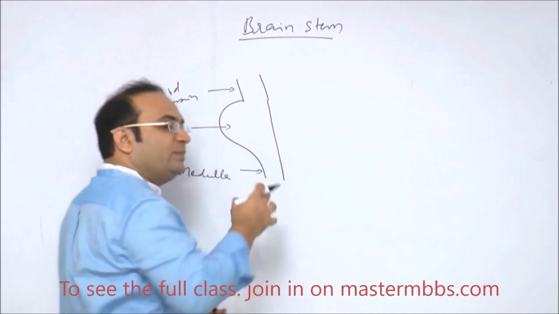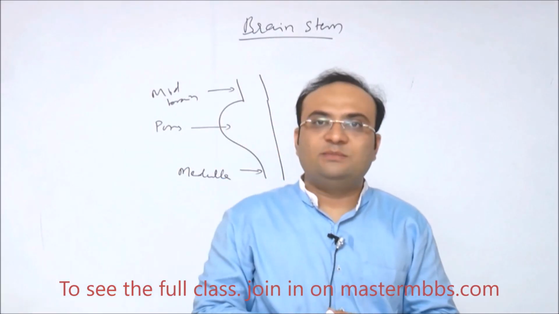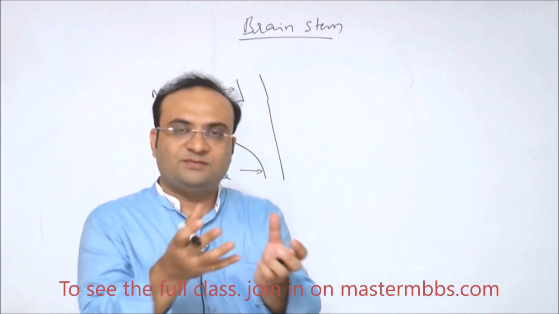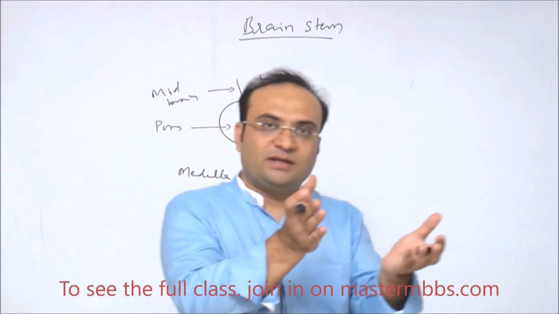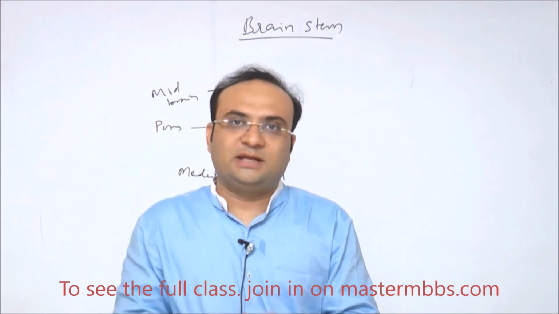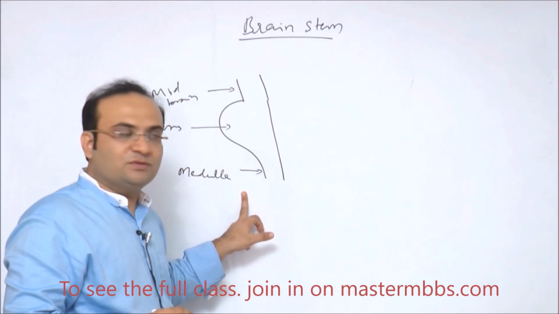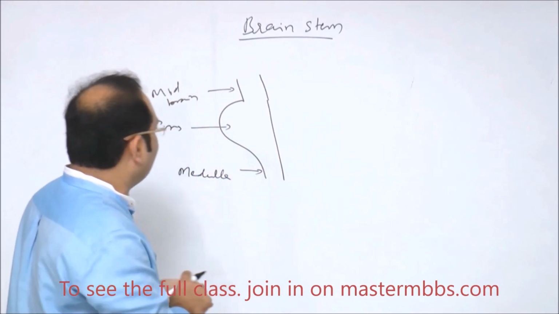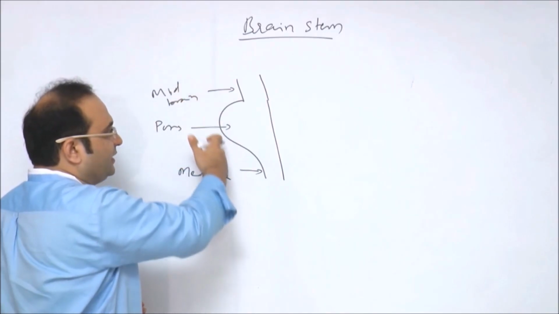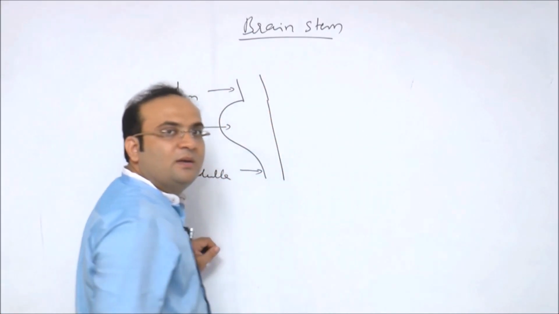The question is where this brainstem is located. The brainstem is located in the posterior cranial fossa. You have seen the cranial cavity. Within the cranial cavity, you can appreciate the anterior, middle, and posterior cranial fossa. The brainstem is located in the posterior cranial fossa, and mainly it has two surfaces. This is the ventral surface of the brainstem, and this is the dorsal surface.